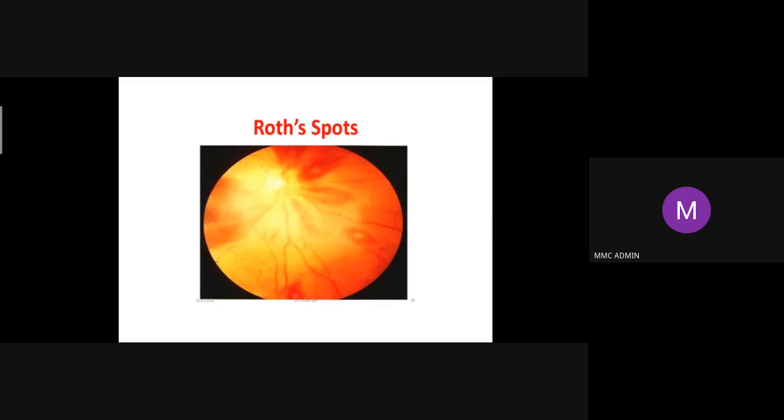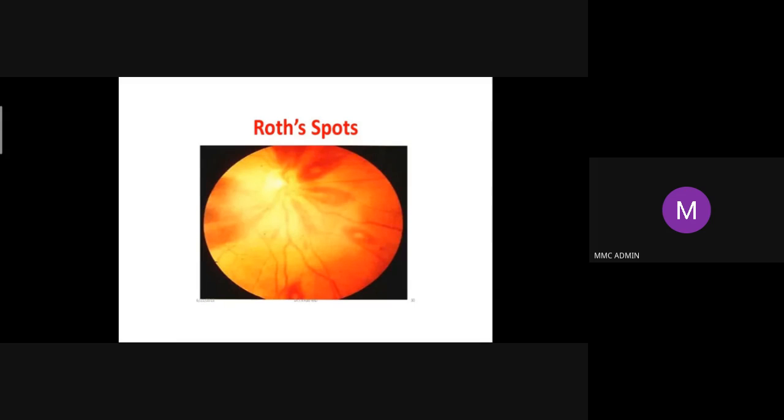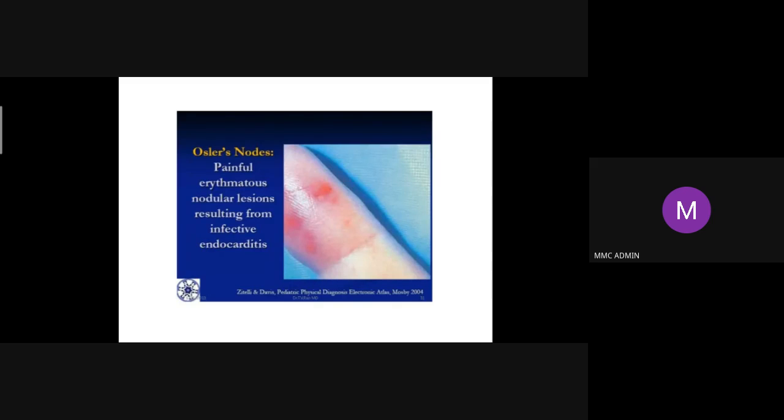So I told you about Roth spots. It's an immunological phenomenon due to the deposition of immune complexes in the eye. We'll get these white areas, which are called Roth spots. Then there is an Osler's node. It is a painful erythematous nodular lesion. We will get it in the tip of the fingers. It is called Osler's nodes.